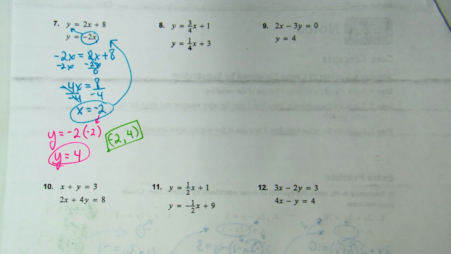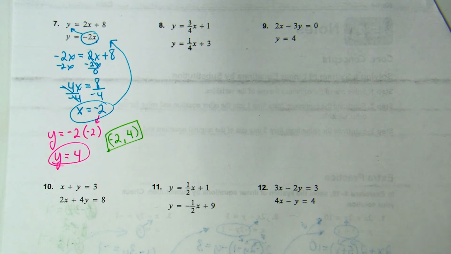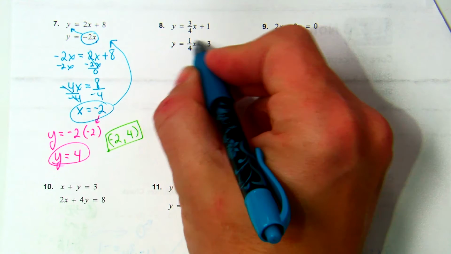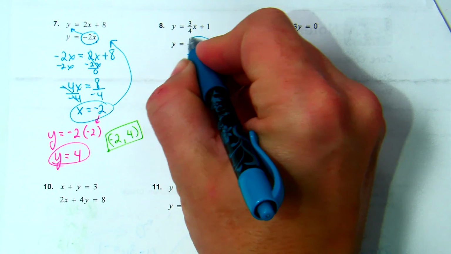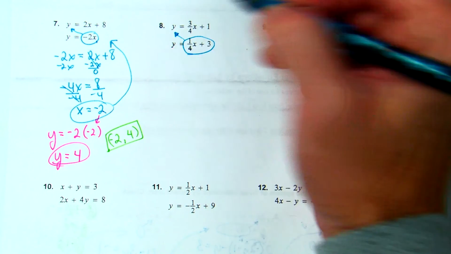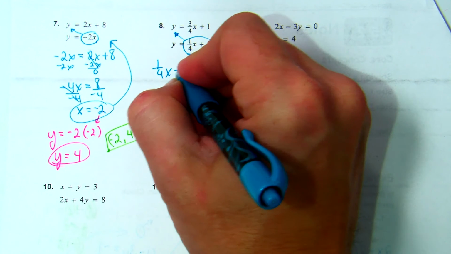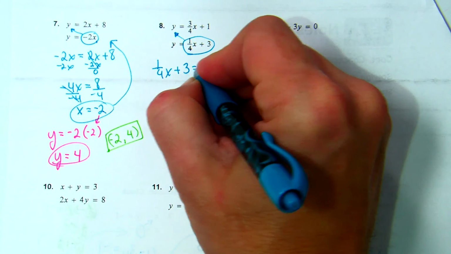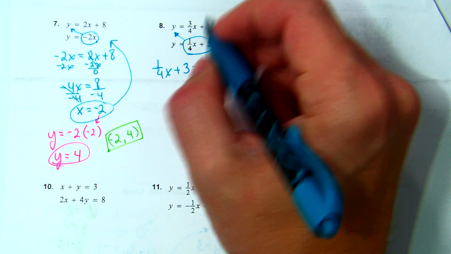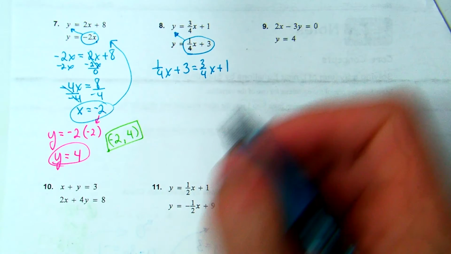So I'm going to pick, again, they give us an option to pick either one of these. I don't know which one you would have picked, but I'm just going to go with the 1/4. I'm going to use y equals 1/4 x plus 3, and I'm going to plug that into the top one. So I'm going to end up with 1/4 x plus 3 on the left, and on the right is the rest of the equation. It's supposed to equal 3/4 x plus 1.